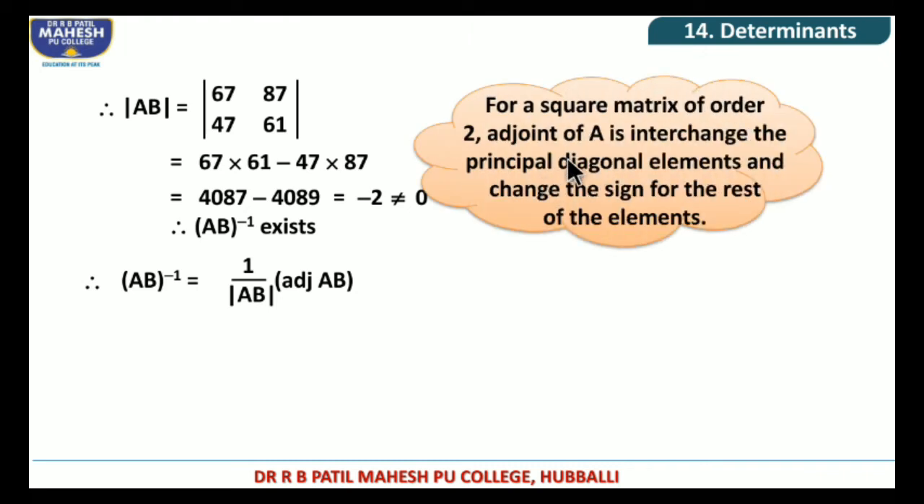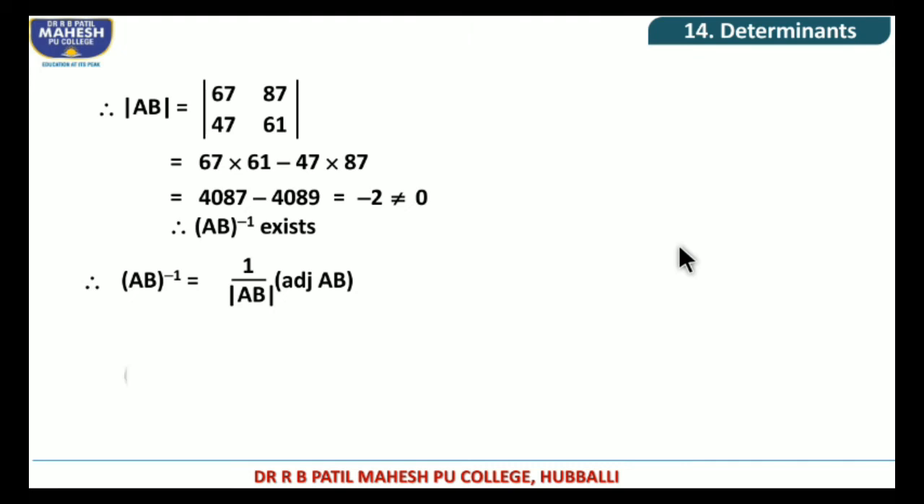For a square matrix of order 2, the adjoint of A is obtained by interchanging the principal diagonal elements and changing the sign of the rest of the elements. Therefore, AB whole inverse is equal to 1 by minus 2, because the determinant of AB is minus 2, into adjoint of AB. Here we interchange these two and change the signs of these two. Therefore, we have 61, minus 47, minus 87, 67.